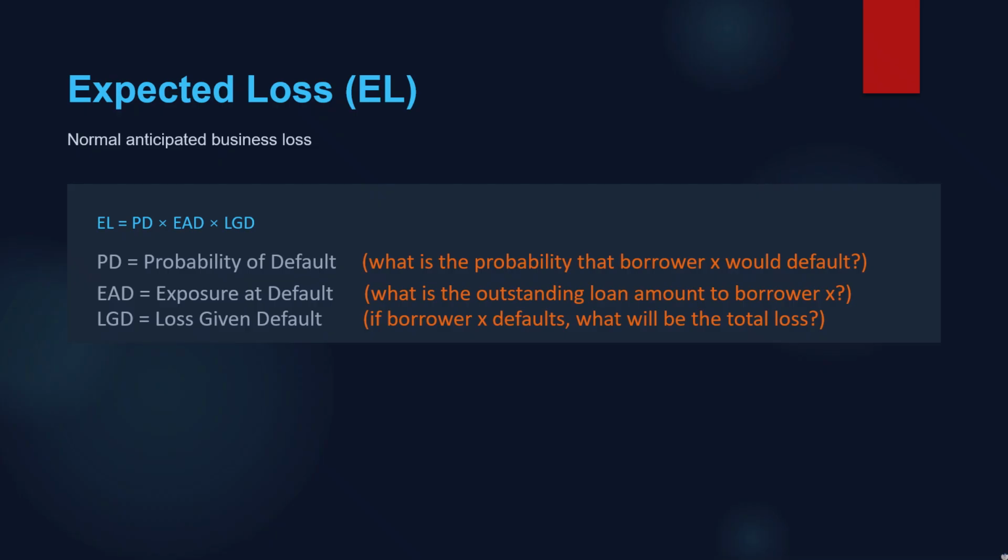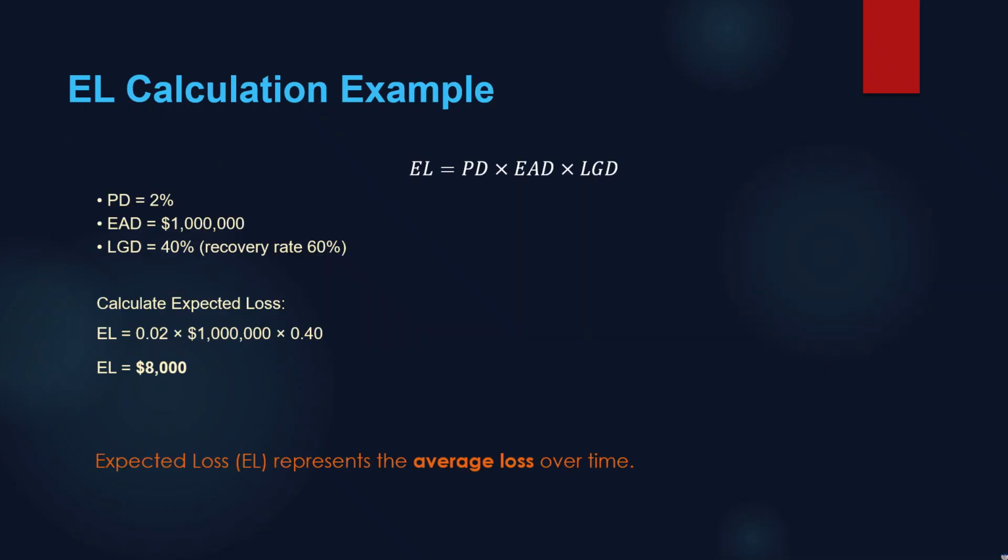Expected loss represents the average loss over time. If you make thousands of similar loans, your actual losses should converge to the expected loss. This is why EL is covered by loan loss provisions and pricing. It is a predictable cost. For the exam, be very comfortable with this formula and each component of this formula. You will likely get calculation questions involving EL and even unexpected loss, which will be coming in the next slide.